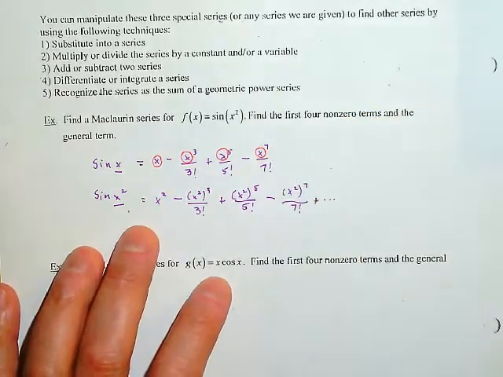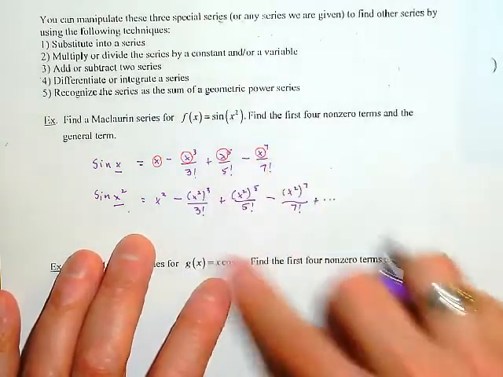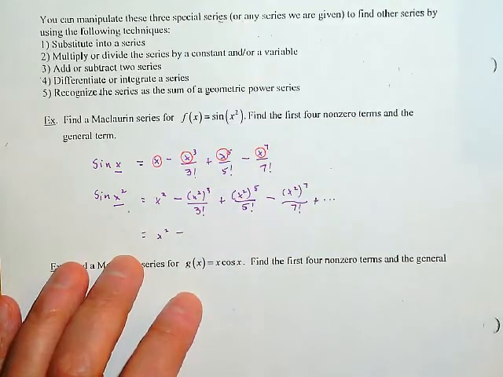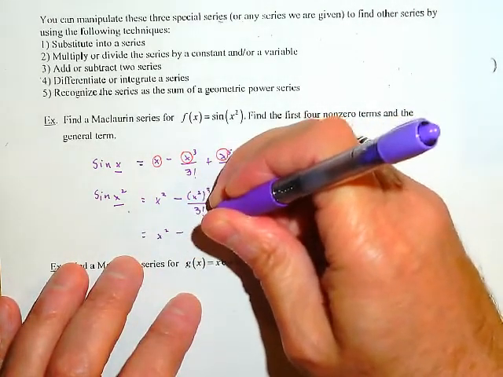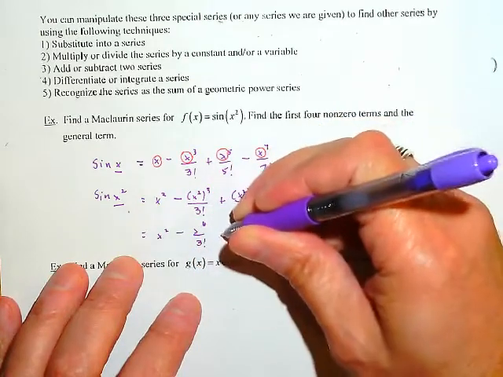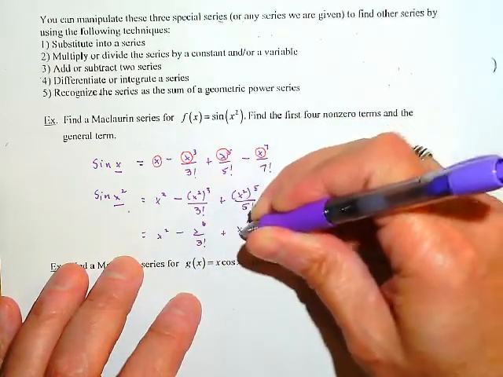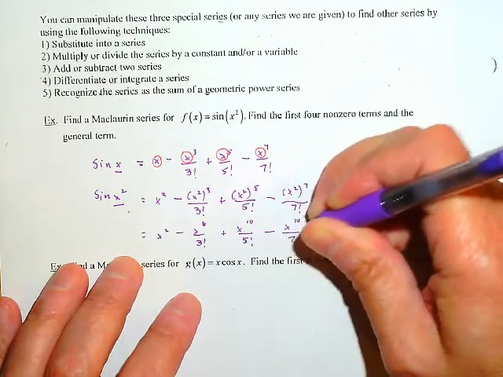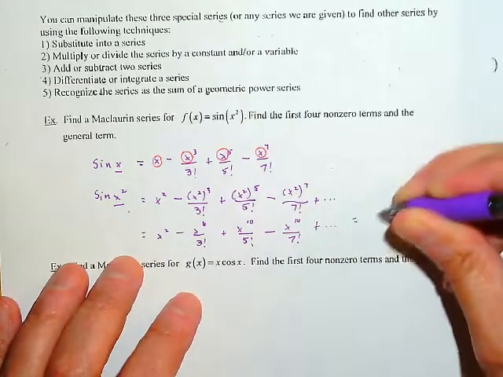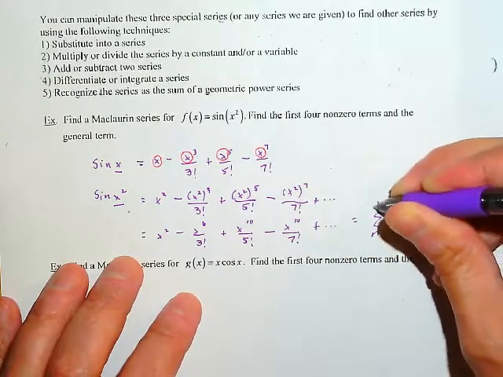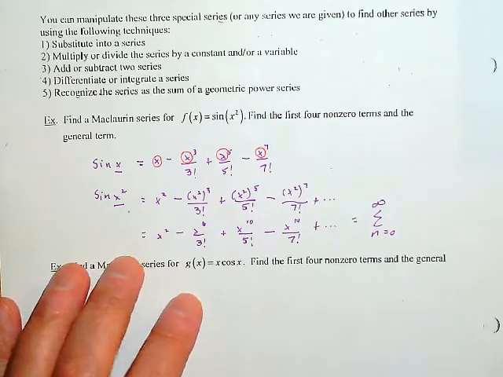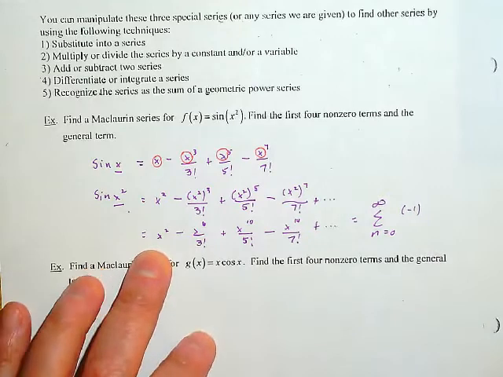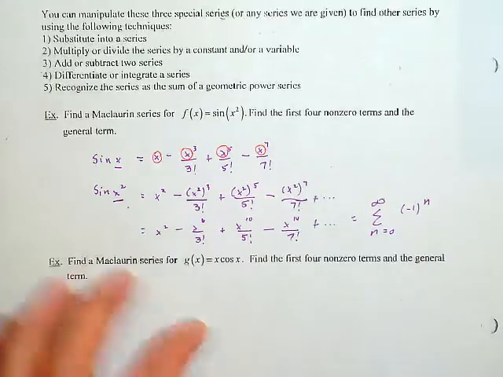Let's clean that up before we worry about figuring what your next term would be. That's x squared minus what? x to the sixth over 3 factorial? Cool. Plus x to the 10th over 5 factorial? Cool. Minus x to the 14th over 7 factorial plus dot dot dot equals the sum. Well, it always starts with n equals 0 to infinity. I have an alternating number, so I need alternating sign. -1 to the n will work.